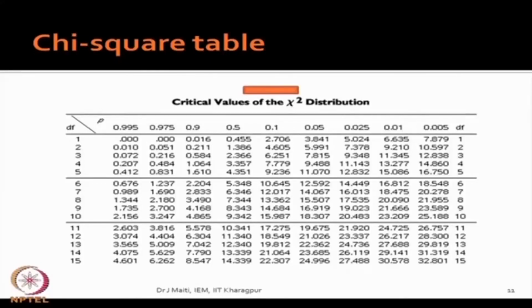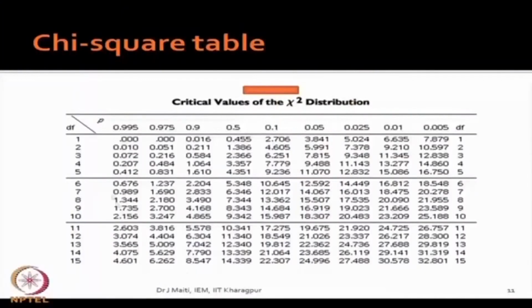About the chi-square table: when you have gone for the Z table, please keep in mind that in the Z table there is no degrees of freedom column. Chi-square means there will be degrees of freedom. So the first column itself is degrees of freedom, 1 to 15, and it will go up to infinity, because the chi-square value can go up to that level. Then there are different probability values, and for different probability values, what will be the chi-square value.